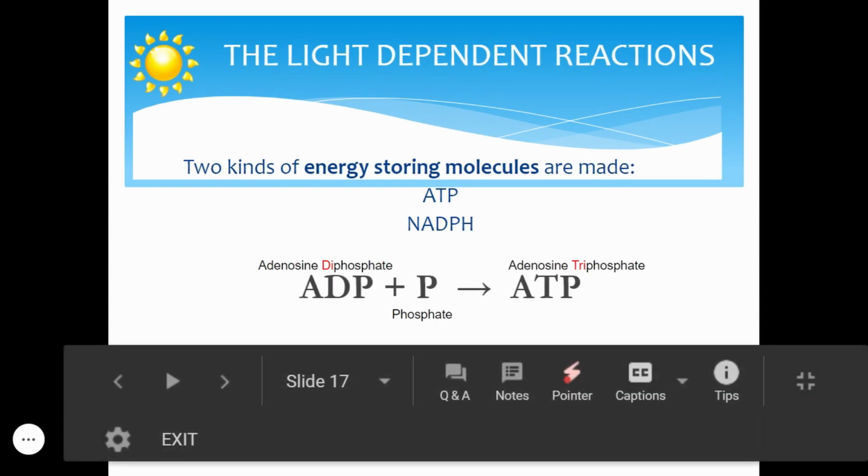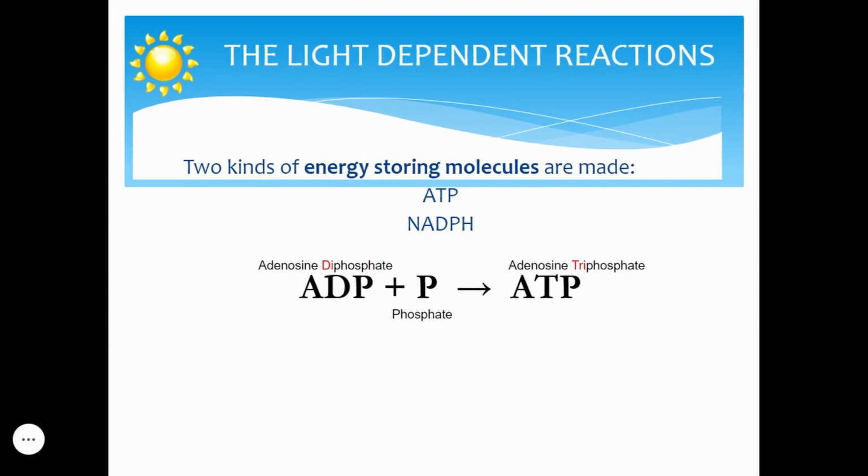So, the equation for how we make ATP is ADP, or adenosine diphosphate. Di means 2. So this molecule has 2 phosphate groups instead of 3.